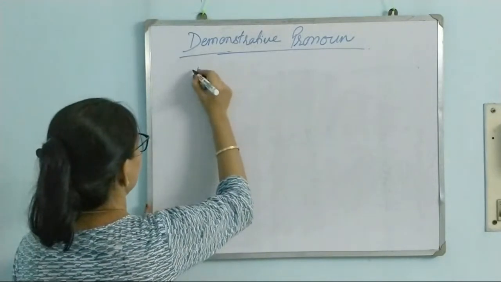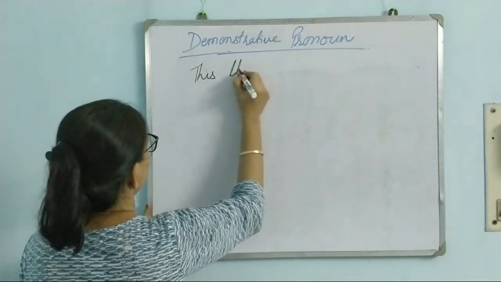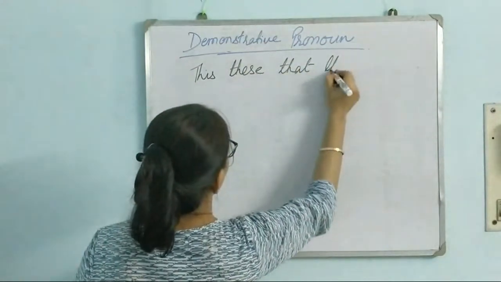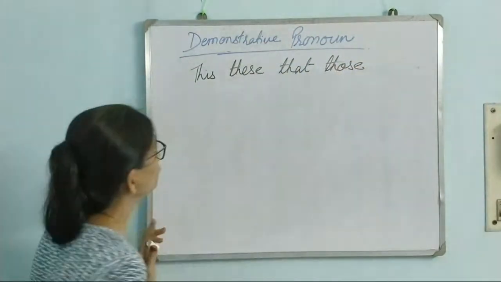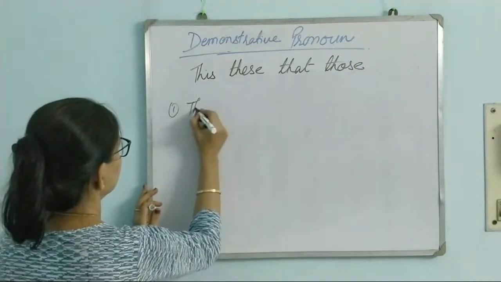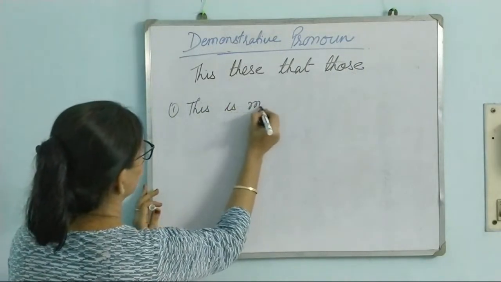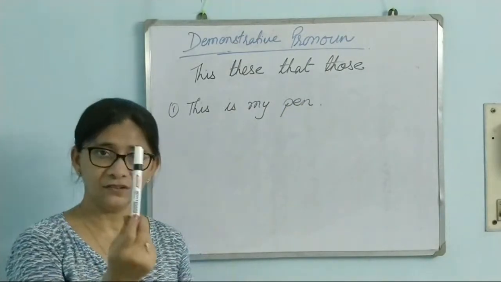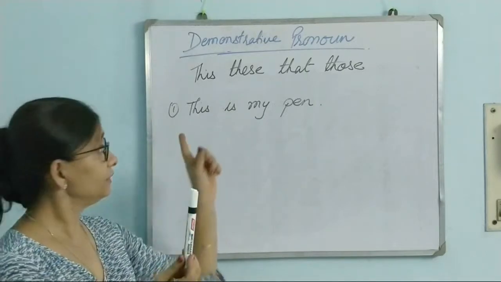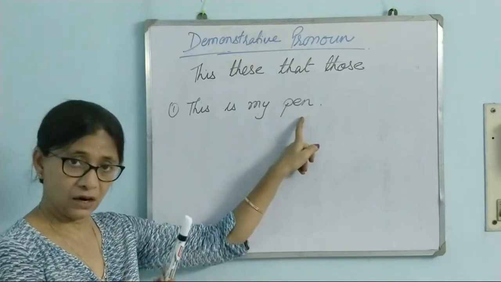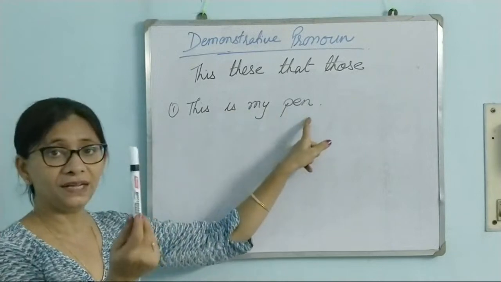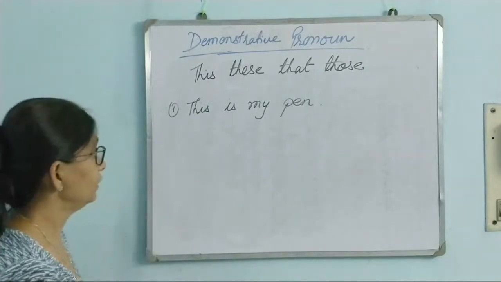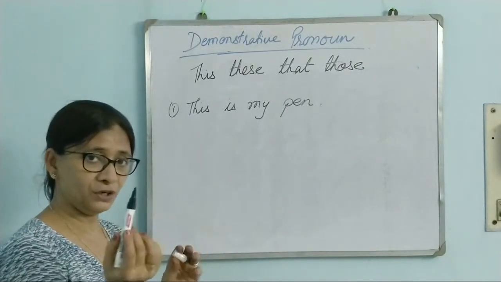Demonstrative pronouns are this, these, that, and those. Only these 4. Like, this is my pen. So this refers to a noun. This is demonstrating a noun. So this here is a pronoun. And when something is near to us, we refer to it with this.